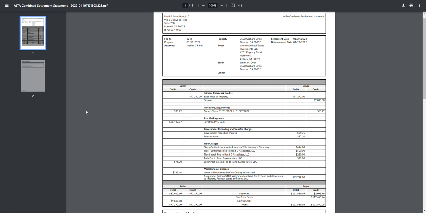So here's an example of a settlement statement from a previous deal that I've closed. The settlement statement is broken down into a few different parts, right? You have the top section here, which is going to house the information of the closing attorney. You're going to have this section here, which is going to house information such as the file number, who the attorney was that prepared this transaction, the property address, the buyer's information, the seller's information, if there's a potential lender on this deal, the settlement date, and the disbursement date.